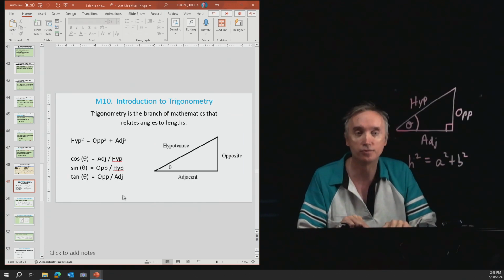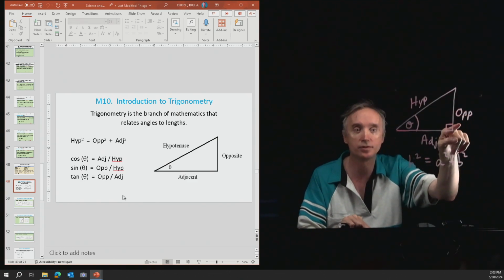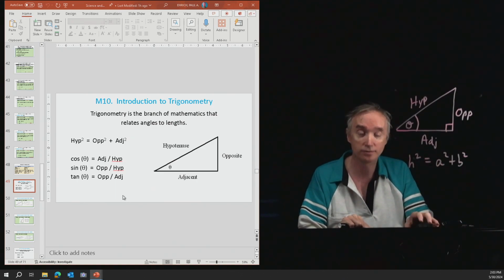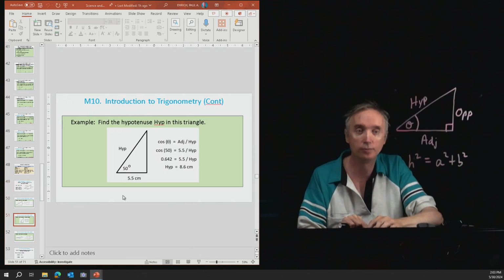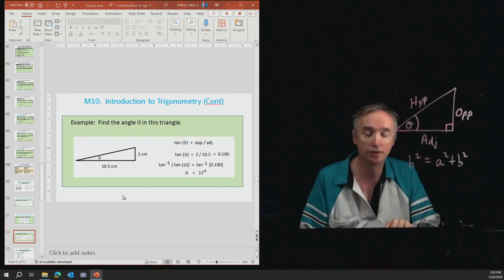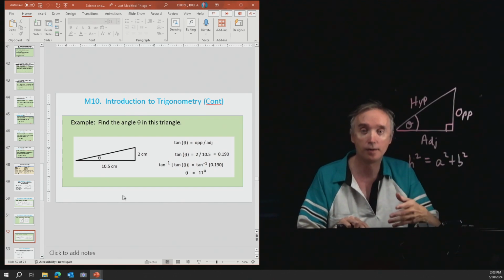Okay, which one are we going to use? So we know the adjacent and we know the opposite. So what's the only one that has the adjacent and the opposite? It's the tangent. So we're going to be using the tangent one. So if we go back to here, okay, we're going to say that the tangent of the angle is equal to opposite over adjacent. We're going to plug in the opposite and the adjacent. And so now we've got the tangent of the angle is equal to 0.19.